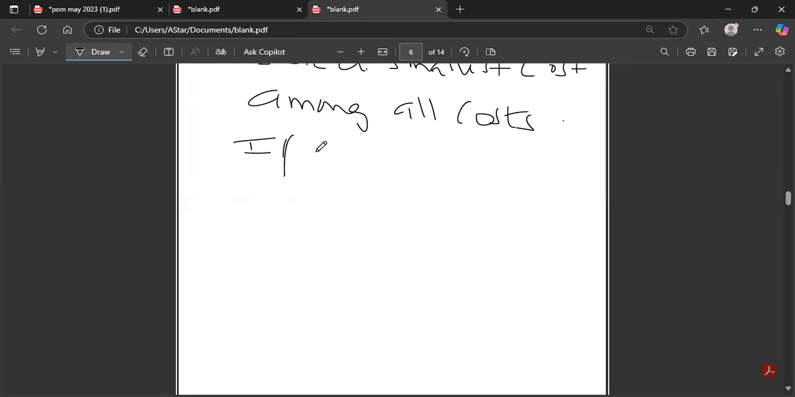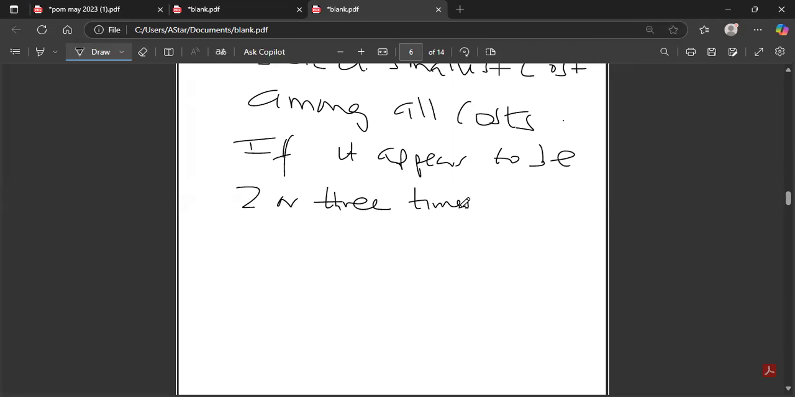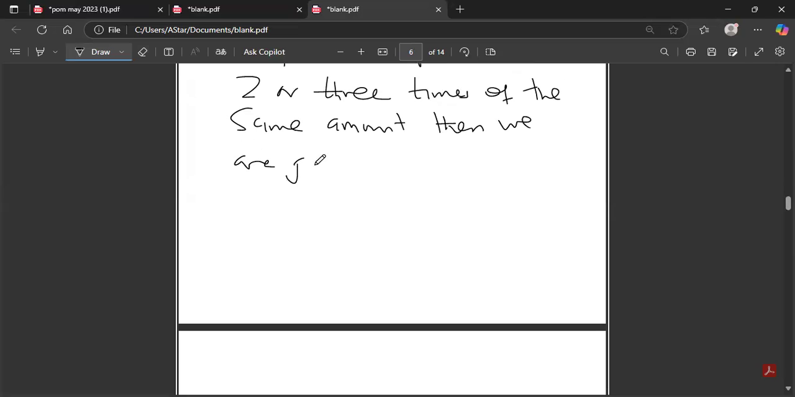So if it appears to be 2 or 3 times of the same amount, then we are going to have, we're going to have what? We're going to have two job sequences.